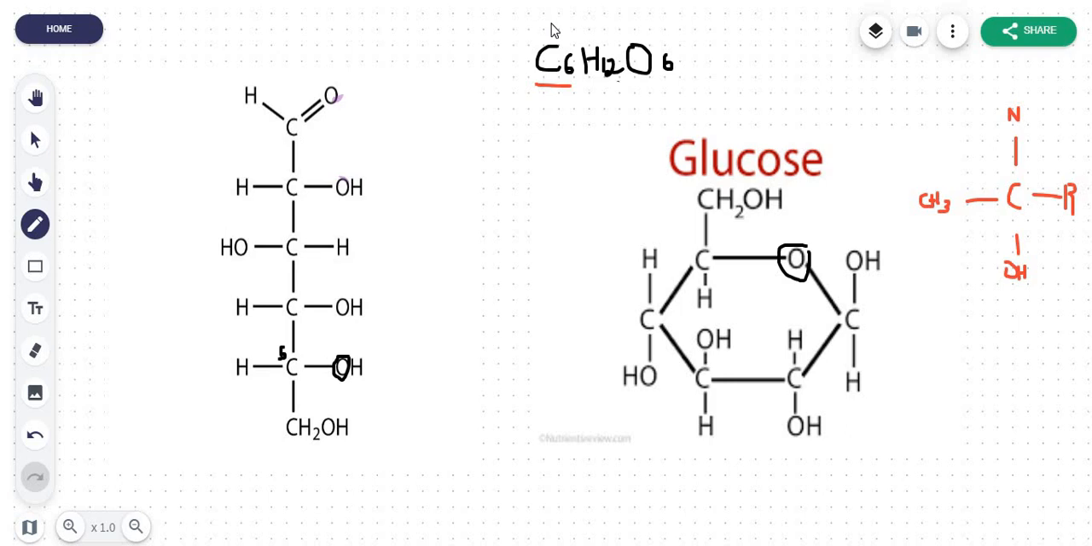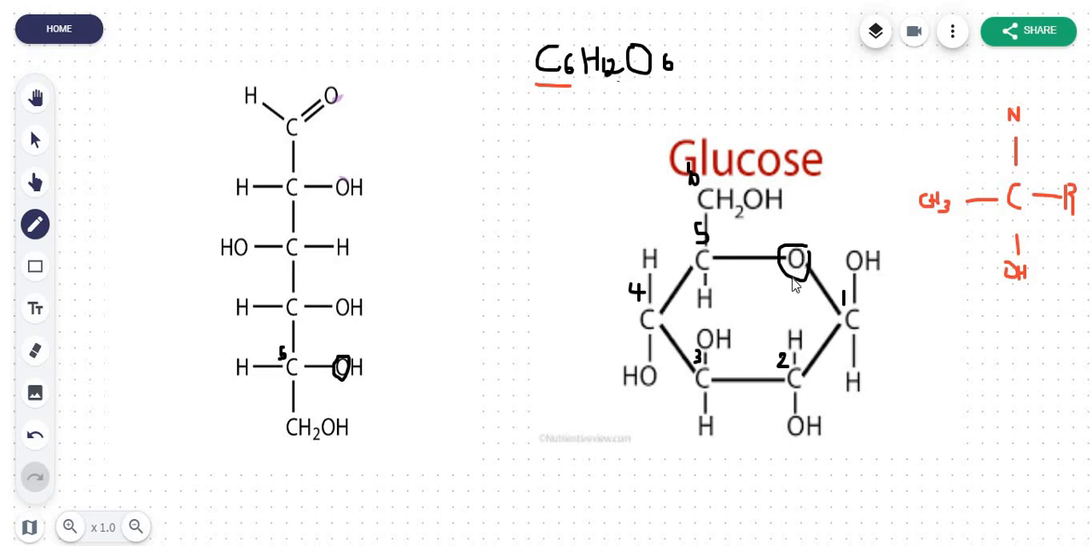A hexagon has 6 sides. Each corner here of the hexagon represents a carbon atom. So this is carbon number 1, carbon number 2, carbon number 3, carbon number 4, carbon number 5, carbon number 6. The 6th carbon is always out of this ring structure, and the oxygen of the 5th carbon comes here.